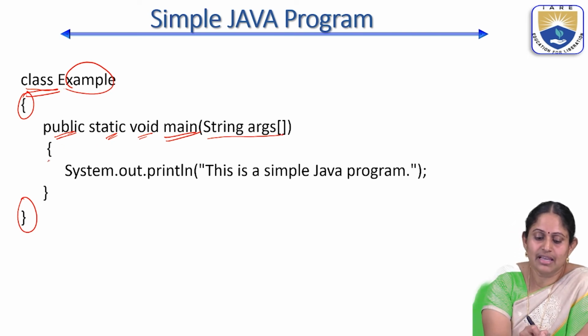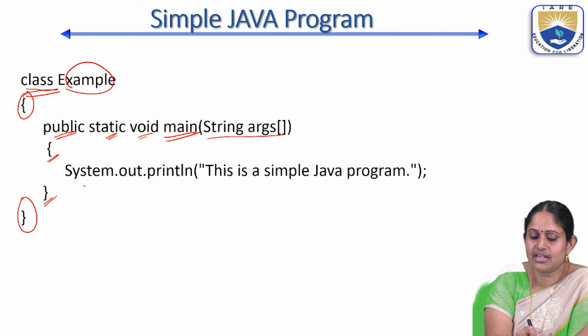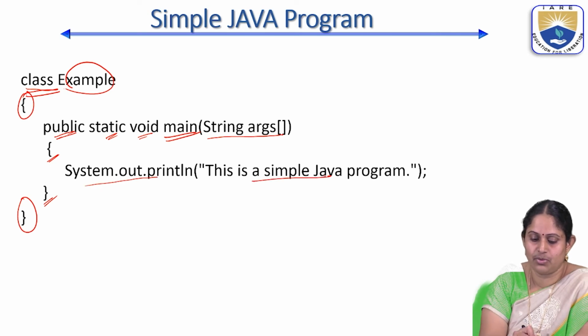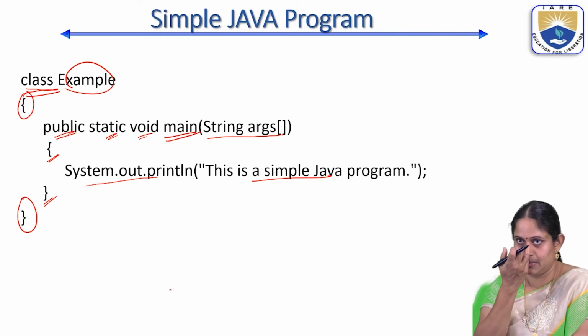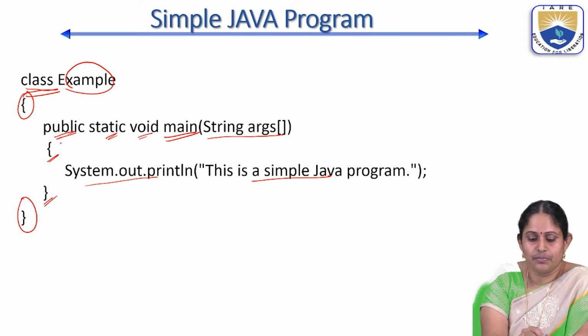Now this main has its body, which is present inside the braces, and here we are displaying something. This is a simple Java program. When we execute this, we will get the output "This is a simple Java program" in the console.